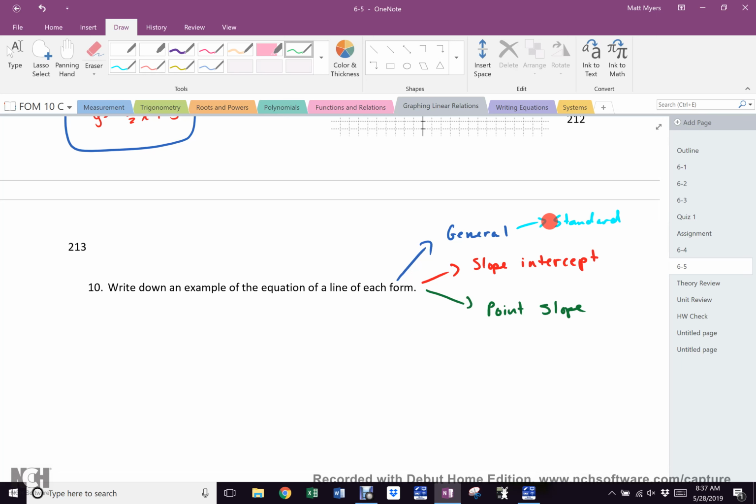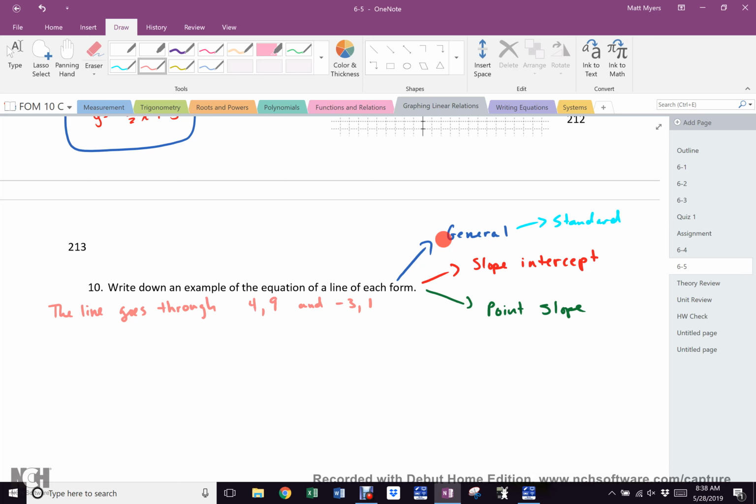That just tells me you know how to copy stuff down, yeah? So here is what I'm going to give you. The line goes through (4, -3) and (1, 9). That's the information you have. How many equations do you need to write right now? 3. Because once you know general, you know standard, right? So go.